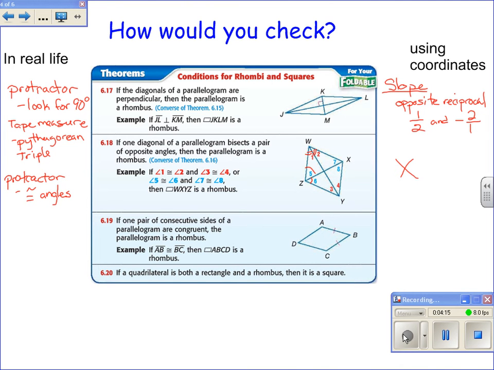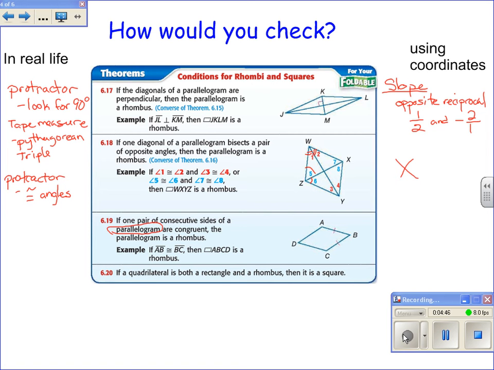Theorem 6.19 says if one pair of consecutive sides of a parallelogram are congruent, the parallelogram is a rhombus. So first of all, in this one, you have to establish that you have a parallelogram. And there are many things you could check. Opposite sides congruent, opposite sides parallel. Your consecutive angles are supplementary. Your opposite angles are congruent. And you could check to see if your diagonals bisect each other.